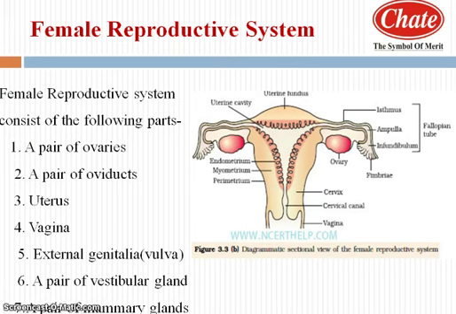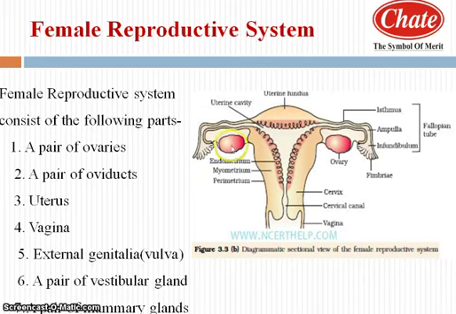and associated gland. A pair of ovaries, a pair of oviducts, uterus and vagina form the internal genital organ, while the external genitalia act as the external genital organ, while vestibular glands and mammary glands are the associated glands. So concentrate first on a pair of ovaries.